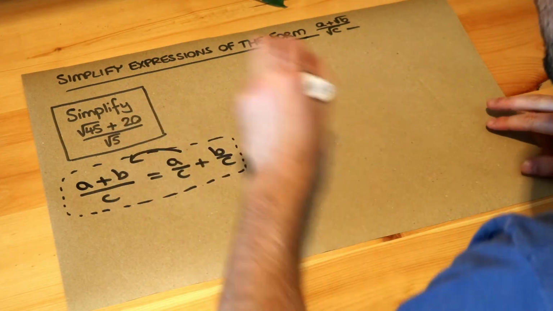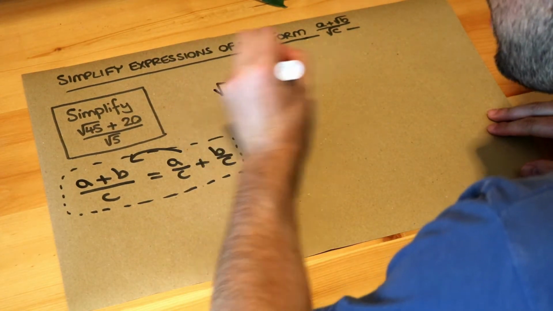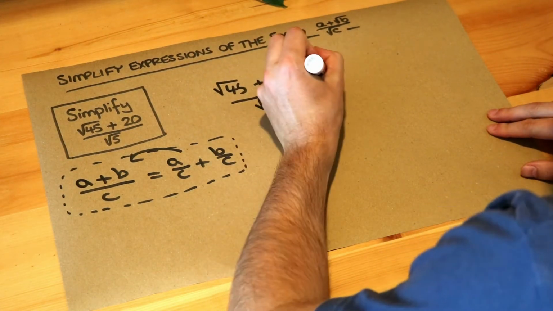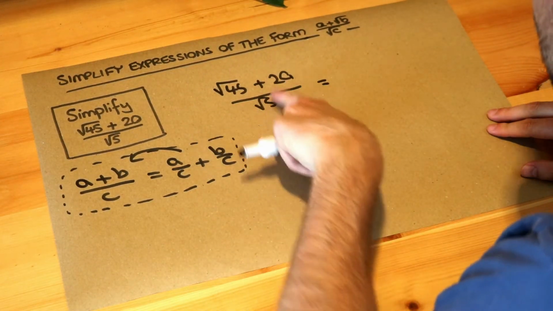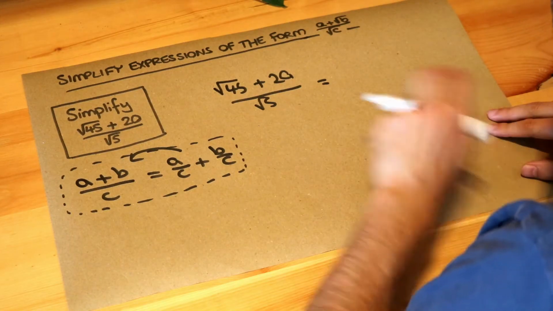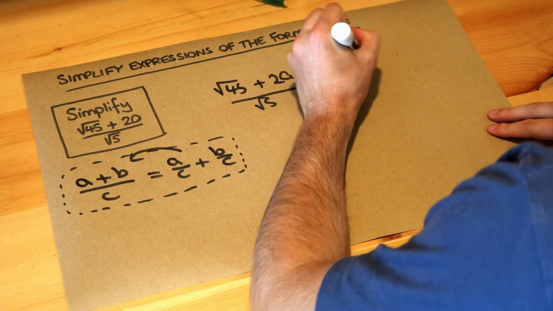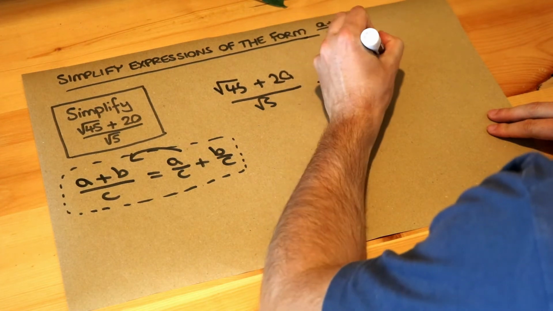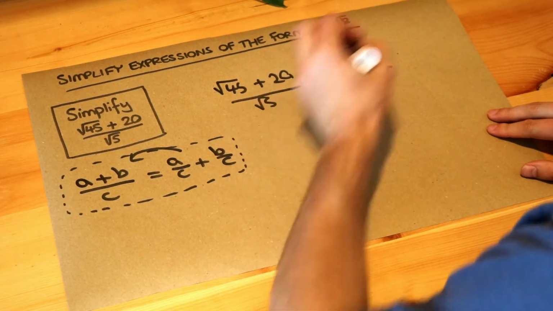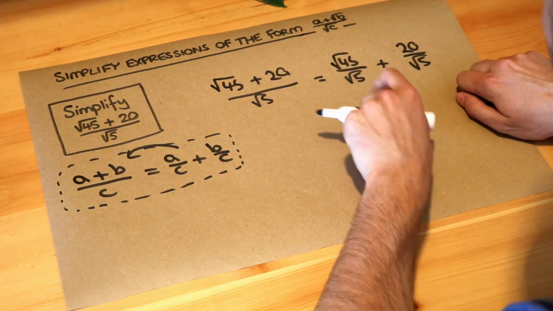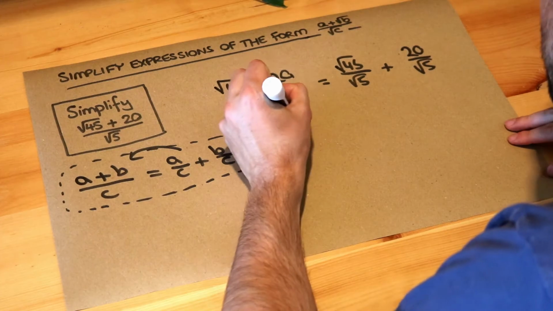So let's do that with this question here, root 45 plus 20 all over root 5. So we divide each of these things in the numerator by that denominator. So we're going to do root 45 over root 5, which we'll simplify in a second. And then we're going to add the 20 over root 5. And again, we're going to simplify that in a second. So let's deal with each of these terms we want to simplify.